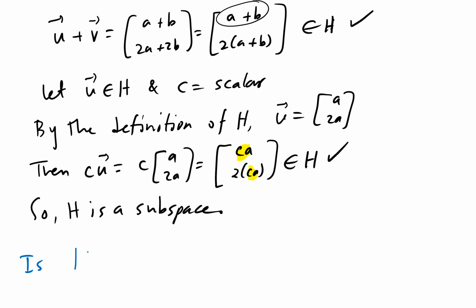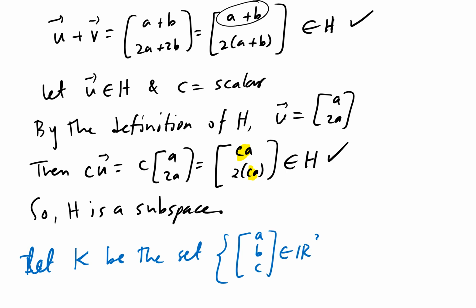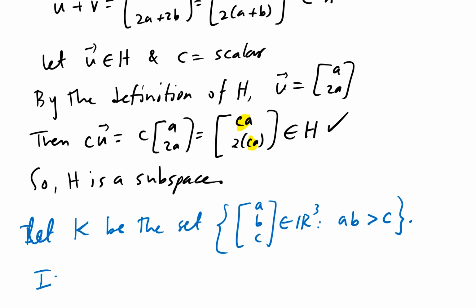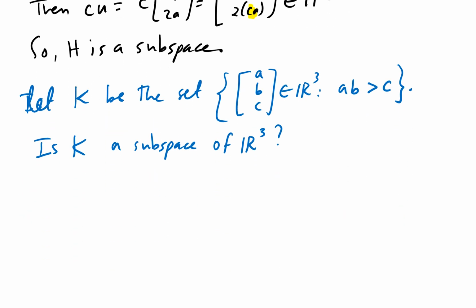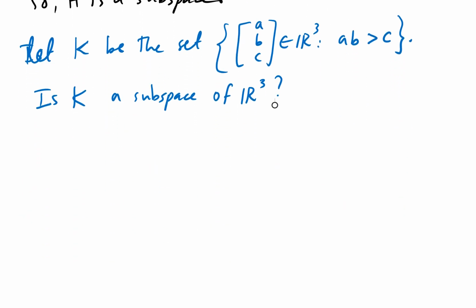And now let K be the set of vectors A, B, C in R3 where A times B is bigger than C. Is K a subspace of R cubed? So always ask yourself, what are the 3 things, or 3 properties, that I need to check?